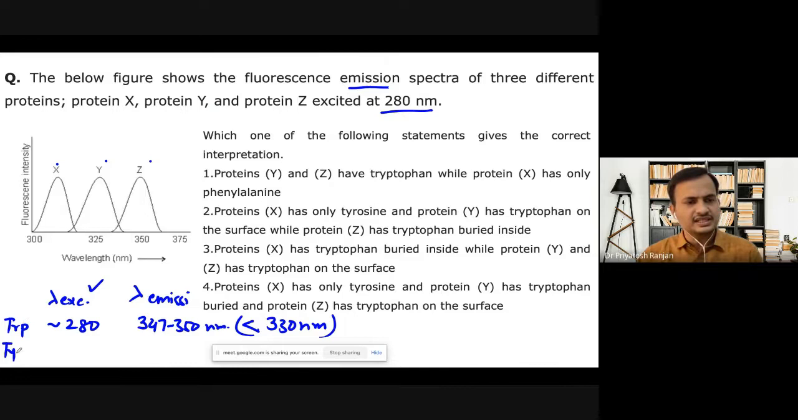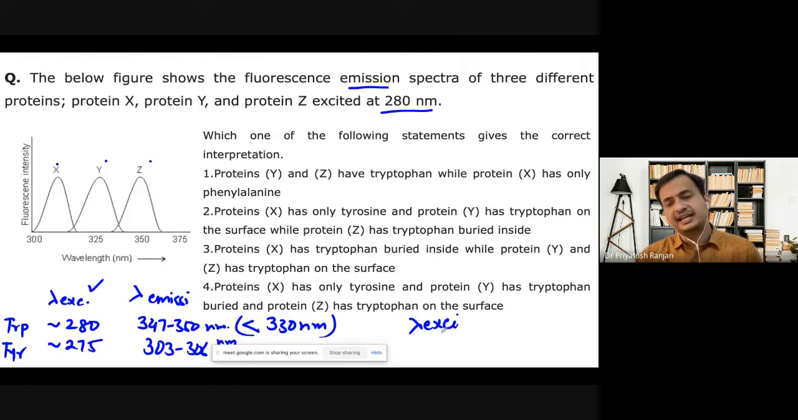Coming back to tyrosine, we generally excite tyrosine at close to 275 nanometer, and we get an emission spectra close to 303 to 306 nanometer. Now for phenylalanine, as I said, it has a low quantum yield, and we generally excite phenylalanine at 258 nanometer, and we analyze the emission spectra at close to 282 nanometer.